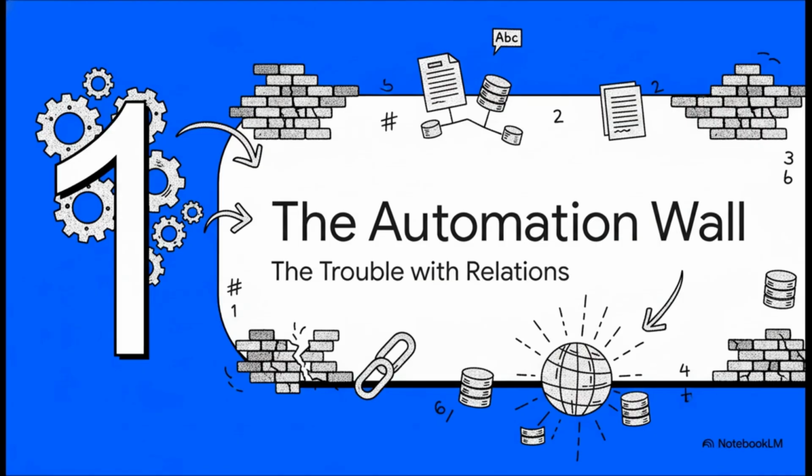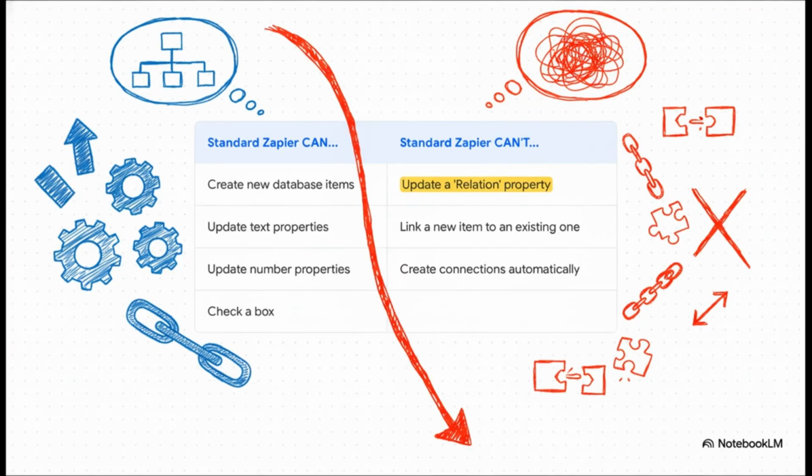Look, Zapier was always great at the basic stuff, creating new pages, updating text, checking a box, but when it came to Notion's most powerful feature, it just hit a wall. A brick wall. Think about it like this. You could tell Zapier, hey, make a new task, and hey, make a new project. Easy. But you couldn't tell it to link that new task to that new project. That crucial connection, nope, couldn't do it. The very thing that makes Notion, well, Notion, this interconnected web of all your stuff, you couldn't automate it. It was a massive roadblock.